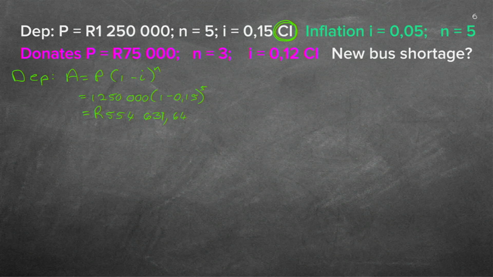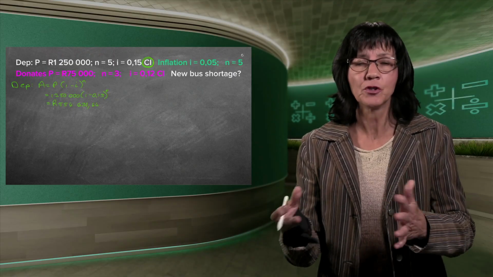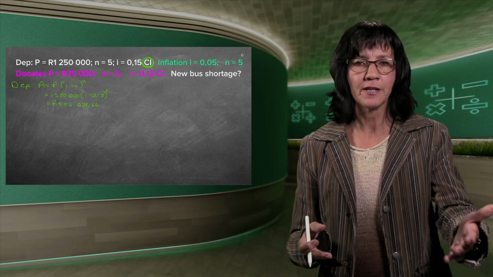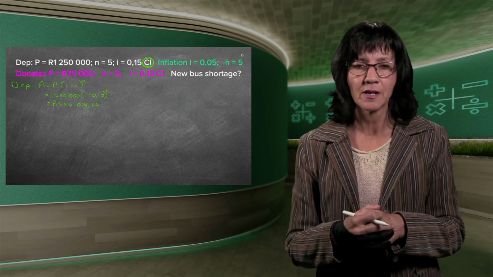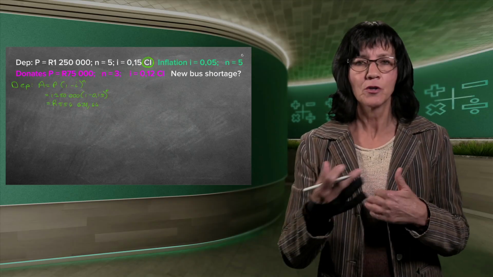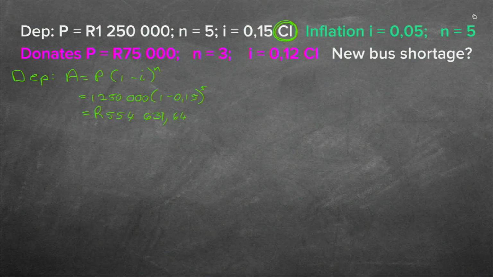Now I'm rounding it off to 64 cents because it's the normal way that we round off rand and cent to 2 decimals. There are a few other digits at the end, and if banks are doing this, they use 4 digits to do their calculations. But for our normal real life purposes, we're just going to do it with my normal way of writing rand and cent, 2 decimals at the back. So remember, this is your depreciated value. After 5 years, your bus will only be worth 554,000 rand. Good. The next one was the inflation.